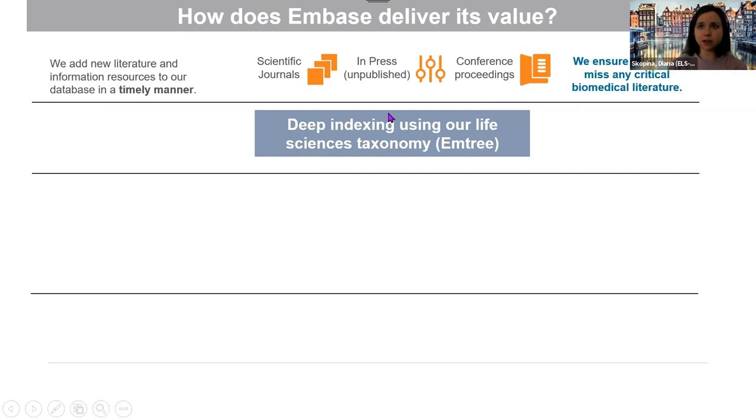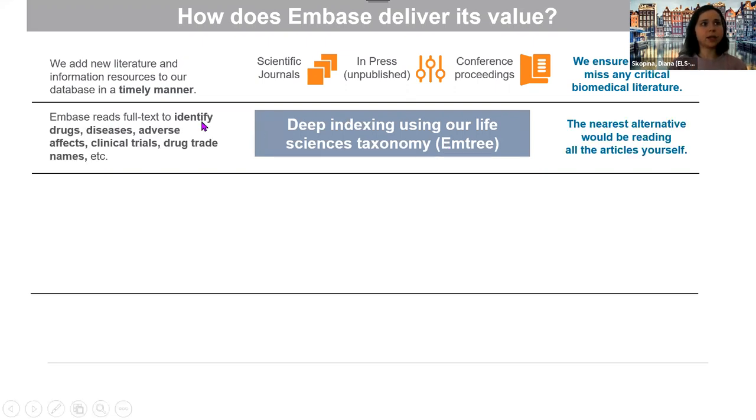We do the deep indexing, and this indexing is the one I told you about before, the Emtree, so this is our taxonomy. And we base this taxonomy on different terms. The terms are drugs, diseases. We also talk about adverse effects, clinical trials and drug trade names. So all this information you're going to find in Emtree.